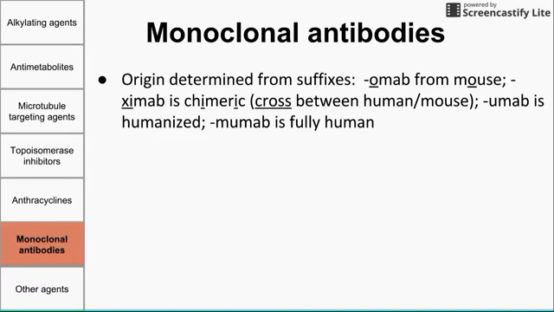So I believe the chimeric antibodies are about 33% mouse. The humanized antibodies are about 10% mouse, and the fully human antibodies, the MUMAB antibodies, are about 0% mouse.